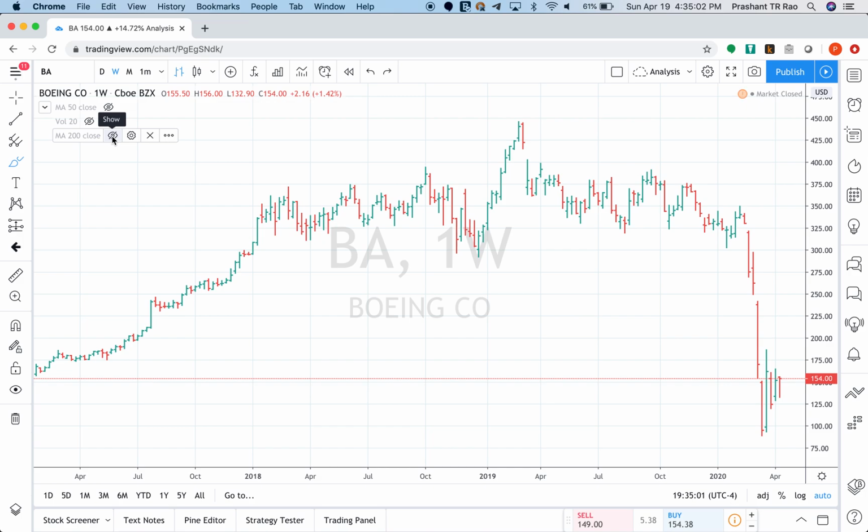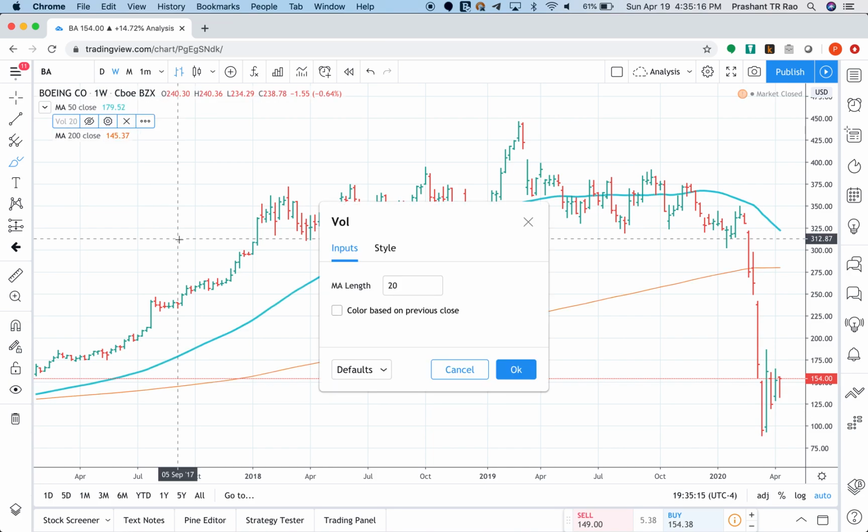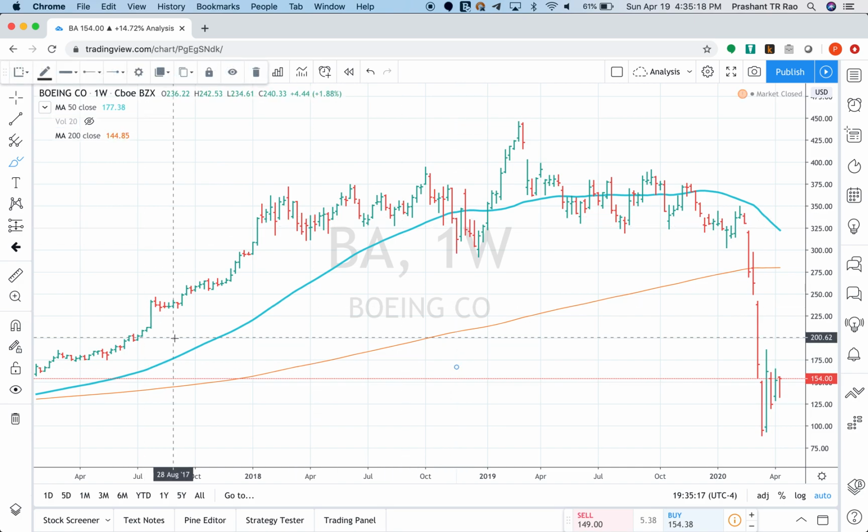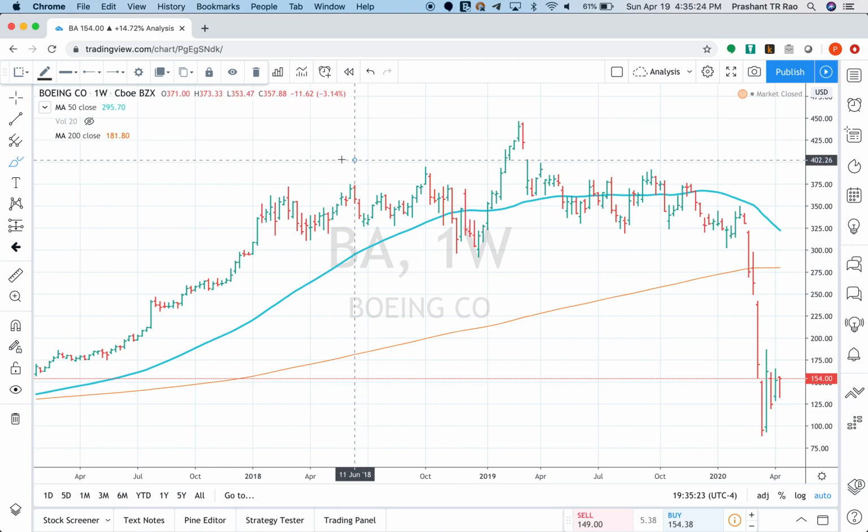But when you have a massive sell-off like we did some time ago, it really helps to look at those moving averages. So let's look at the 50-day and the 200-day moving averages. So why the 50-day and 200-day moving averages?